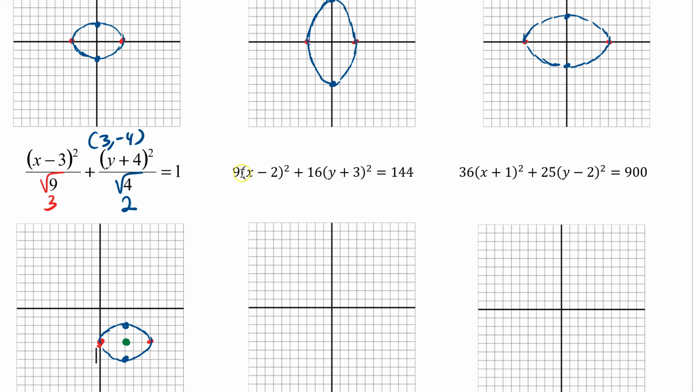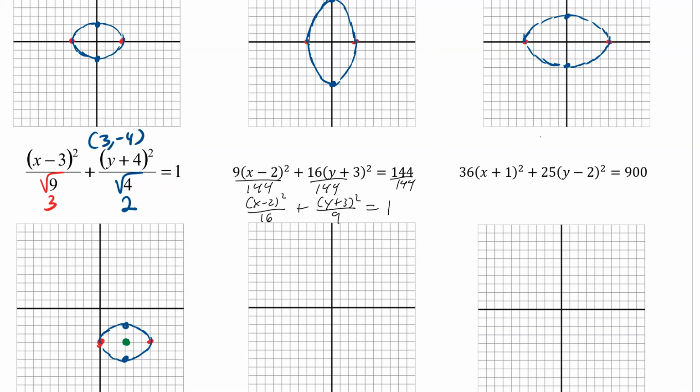Okay, so now let's put it all together. So this is how they're going to look. So we want to take that last number, the 144, and divide everything by 144. So this would give us x minus 2 squared. Oops, I forgot the denominator. X minus 2 squared over, and if you divide 144 by 9, you get 16. Y plus 3 squared over, and if you divide 144 by 16, you get 9, equals 1. And that's the perfect form we want.